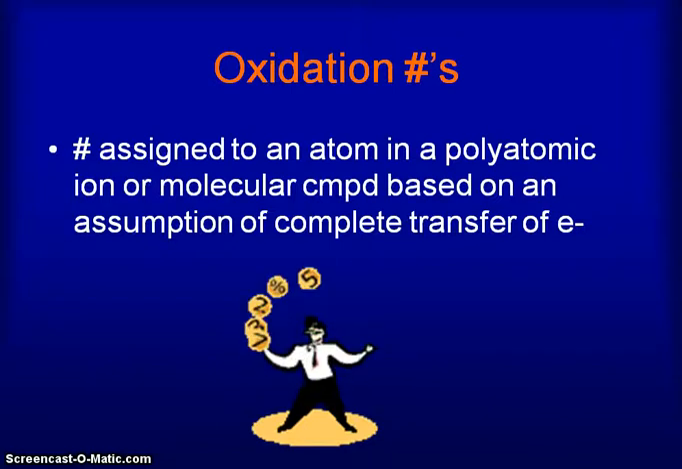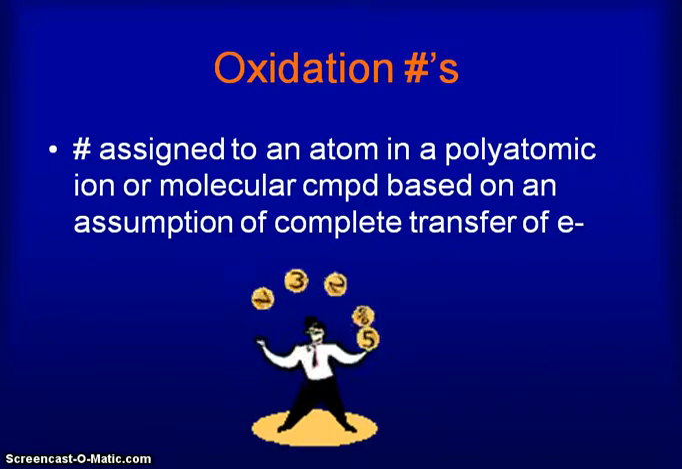Now, oxidation numbers are numbers that are assigned to an atom in a polyatomic ion or in a neutral molecular compound that's based on the assumption of electrons being completely transferred. So we're essentially trying to figure out where the electrons are located within this molecular structure. In an ionic compound, there is a complete transfer of electrons, so we can tell that electrons have moved from the positive metal to the negative nonmetal.